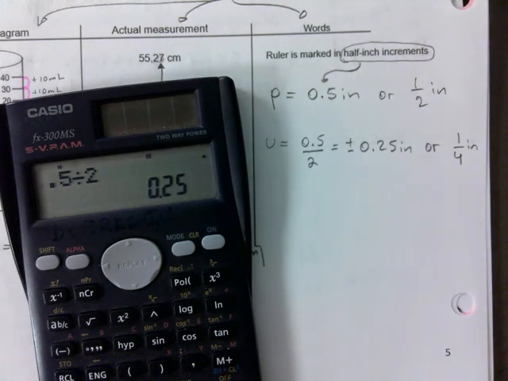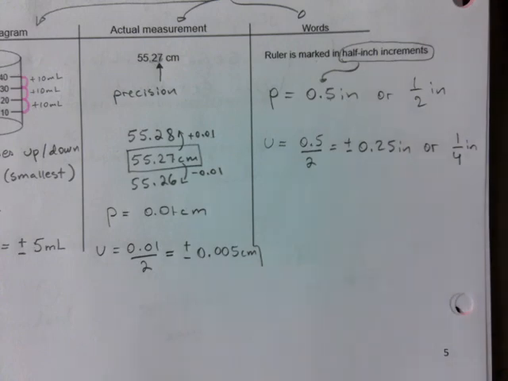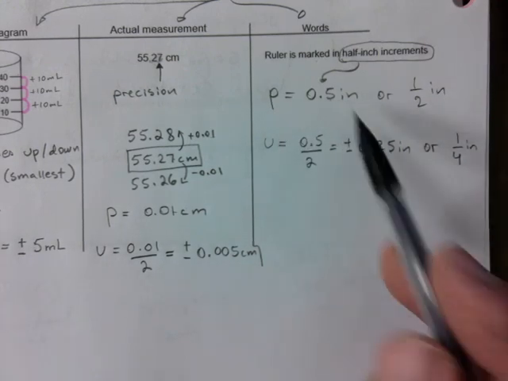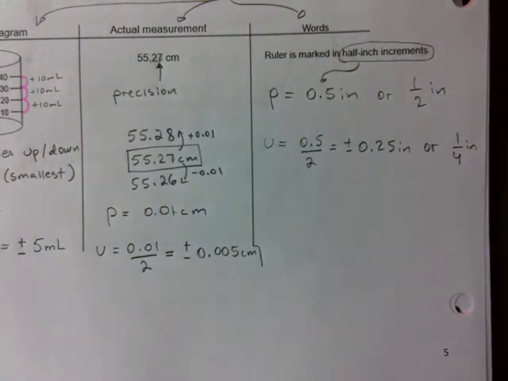I think you should graduate knowing how to read a ruler, like inches and partial numbers as well, part of an inch. So there you have it. This is it. Precision and uncertainty, boom. Okay. So I'm going to hand it over to you.